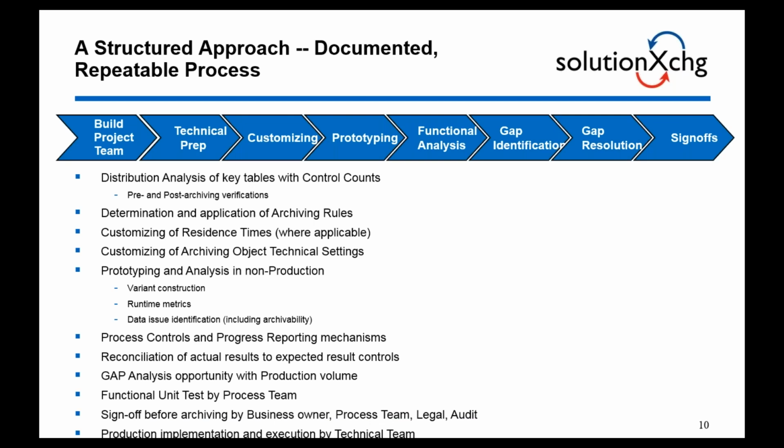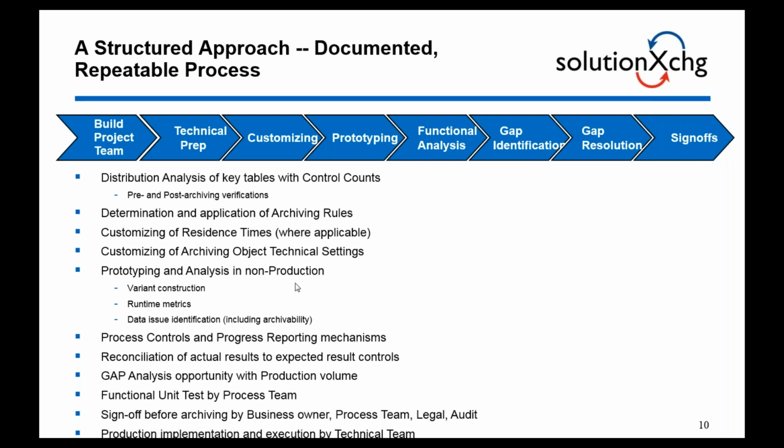And real quickly, I know we only have a couple minutes left. I just want to talk a little bit about the approach that is followed within the archiving process. We do multiple steps here. We build the project team. We do the technical prep, meaning setting up the infrastructure, setting up the Unix directory, mounting that directory, and we might need to attach a separate file system, etc. Perform the customizing within the system so that we can prototype each of the archive objects. Perform the functional analysis, gap identification, gap resolution, and of course, to cover ourselves, go through the sign-off phase.